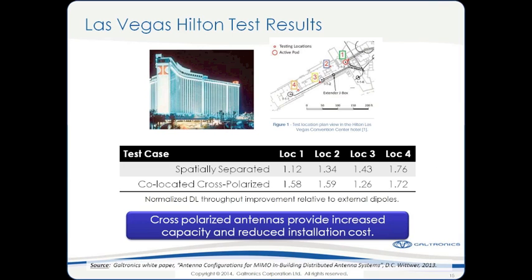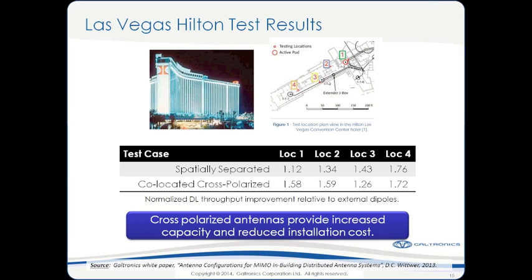So again, it's back to this question of the carrier spending a bunch of money on this spectrum in an effort to realize the highest capacity possible. From an antenna perspective, we don't want to be the limiting factor. So if you want to achieve the highest capacity possible, you're more likely than not going to be able to achieve that through the use of co-located cross-polarized antennas.